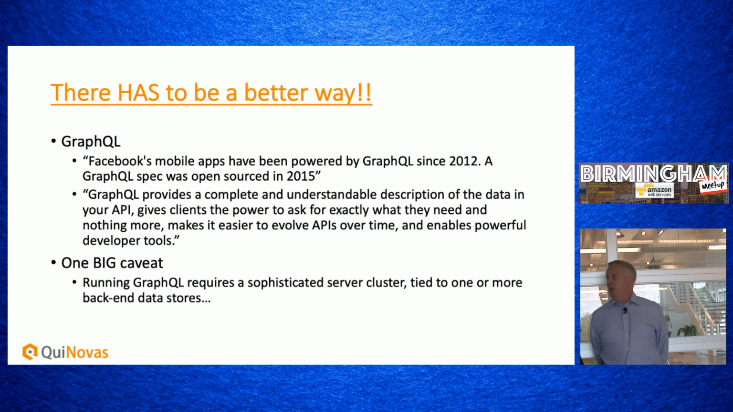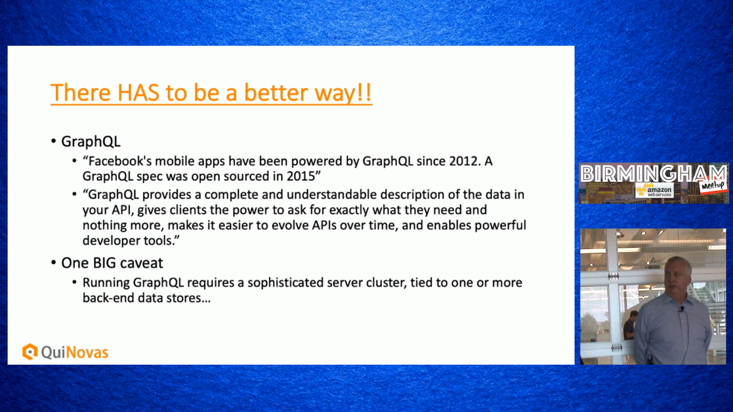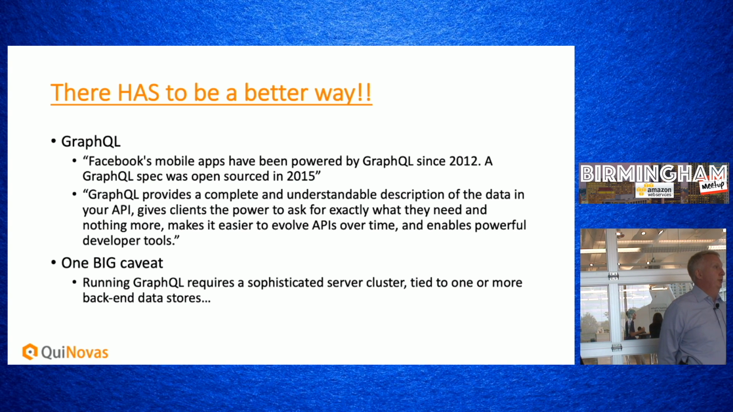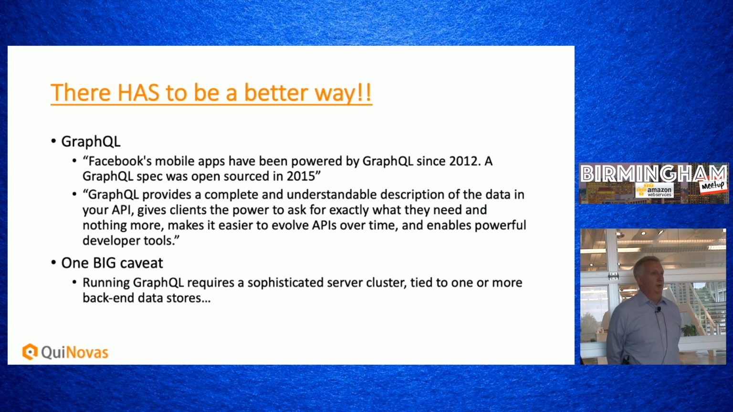And these are quotes basically from the GraphQL organization page. It provides a complete and understandable description of your API, which we'll get into in a second, and gives clients the power, this is pretty interesting, to ask for exactly what you want and what you need on the front end, instead of just taking what the web service gives you as defined by some sort of web service developer.